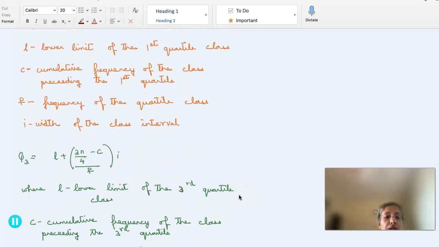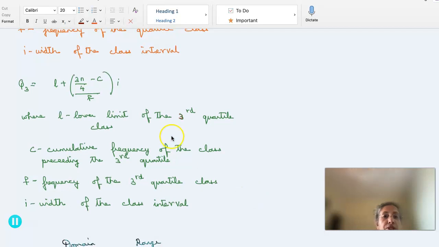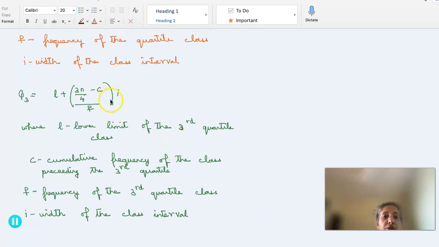Again, the third quartile Q3 equals L plus ((3n by 4 minus C) by F) into I, where L is the lower limit of the third quartile class. How will you find the third quartile class? Divide n by 4 and multiply by 3 and find the class in which it lies. And n also stands for the sum of the frequencies. C is the cumulative frequency of the class preceding the third quartile class, F is the frequency of the third quartile class, and I is the width of the class interval.